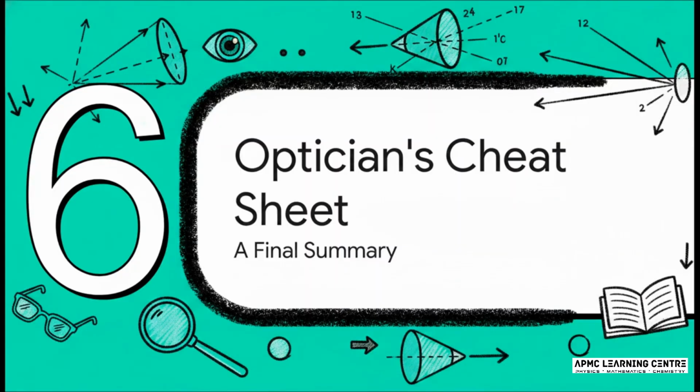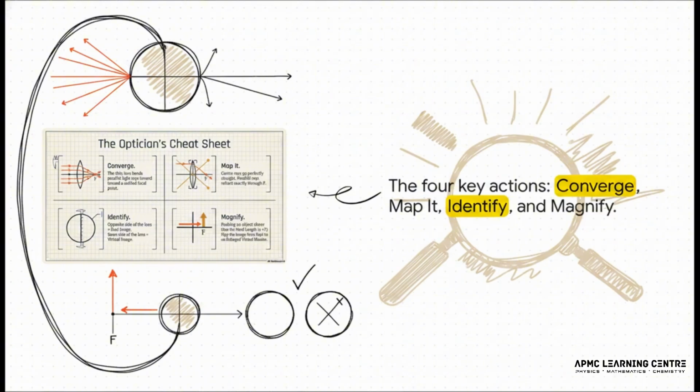Whew, okay, we have covered a lot of ground. So let's pull it all together into one final cheat sheet that sums up everything we've just built. Here you go, the 4 key actions to always remember. First, converge. A converging lens always bends parallel light rays to a single focal point. Second, map it. Use those 2 golden rules we talked about to trace the light and find where the image forms. Third, identify. Figure out if the image is real or virtual based on where it is. And finally, magnify. If you want that magnifying glass effect, just move the object inside the focal length.